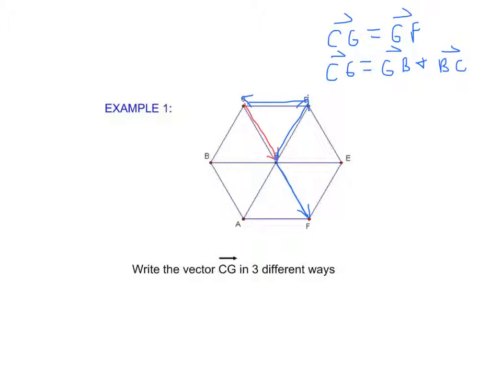Now if we want to get a little more fancy, we might want to try to find a vector that is equivalent to CG in a different way. What if we look at vector BE compared to vector CG? These vectors are also the same magnitude and the same direction. So vector CG is equivalent to vector BE. That's an E.